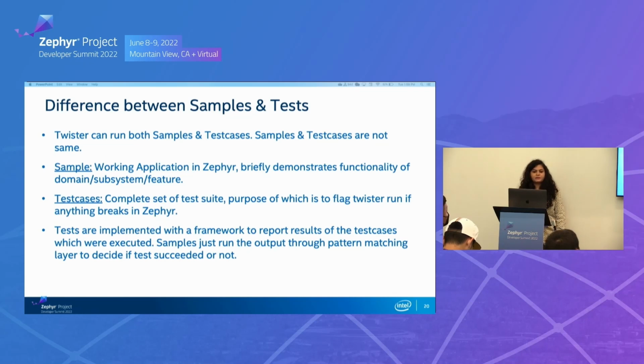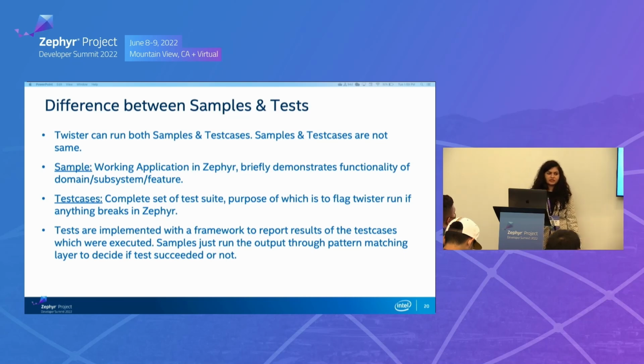So I want to touch on a topic on samples and tests, which is very important for contributors, maintainers, or anybody who is trying to add test cases to Zephyr. We know that Twister can run both samples and test cases, but these are not exactly the same thing. These are two different things.